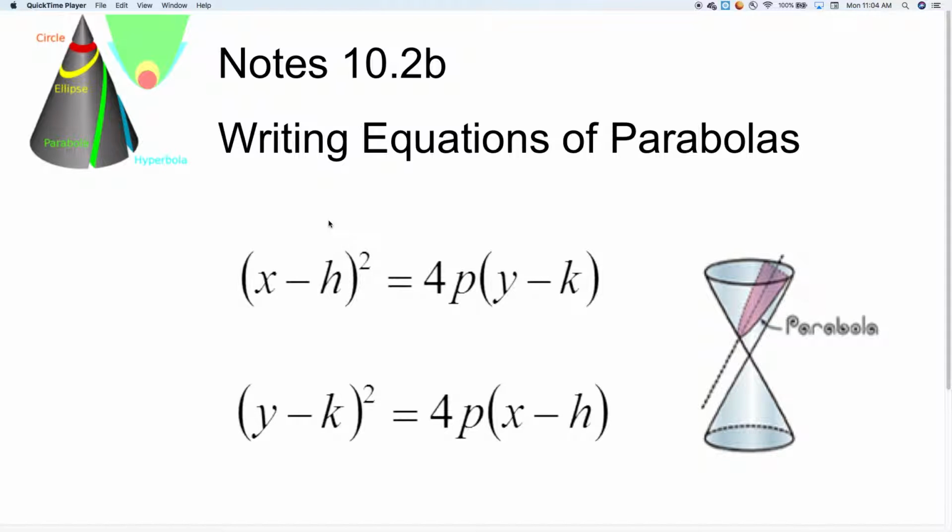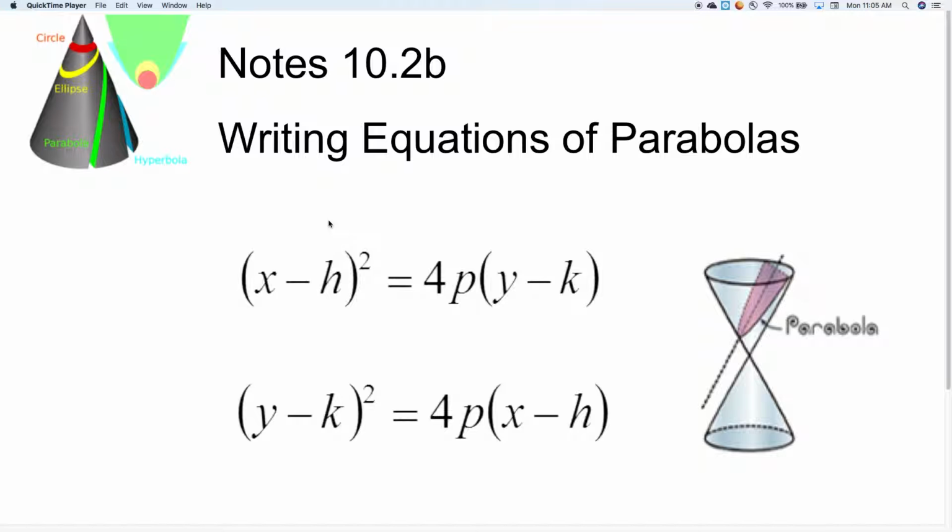We are going to start working backwards. Instead of getting an equation and taking it apart to find h, k, p, a, b, c, whatever type of shape we're looking for, and using that to graph, we're going to get information about a graph, and then we're going to write the equation. So we're working backwards from what we learned last week.